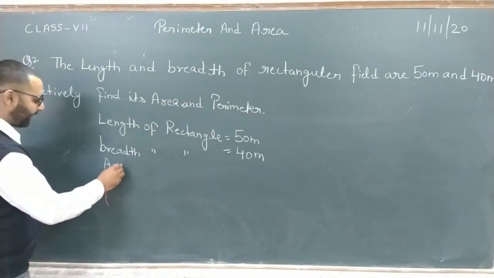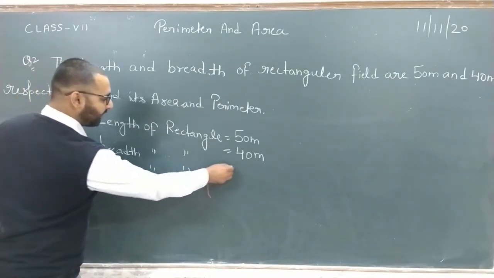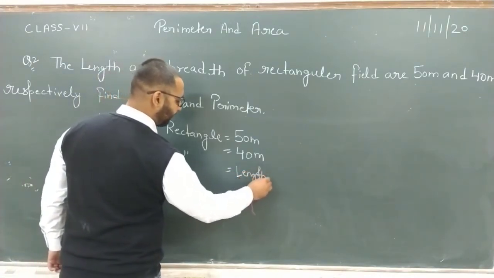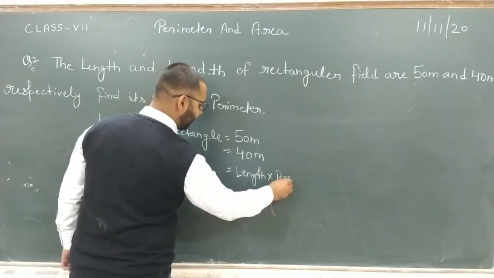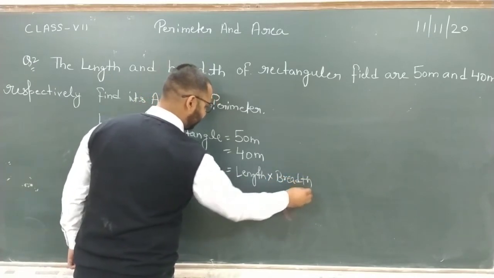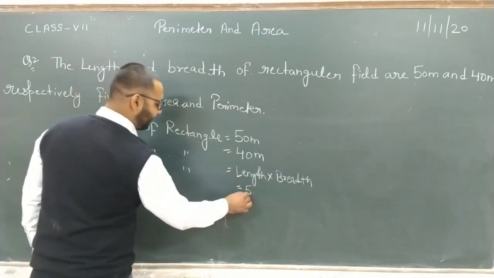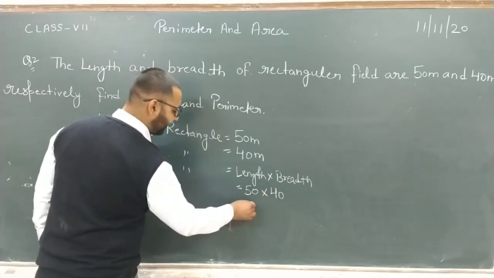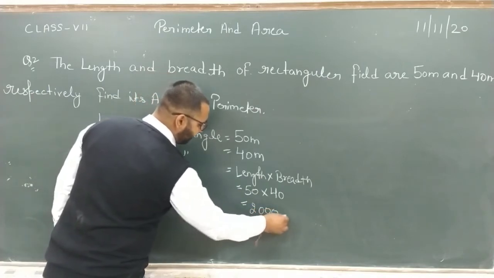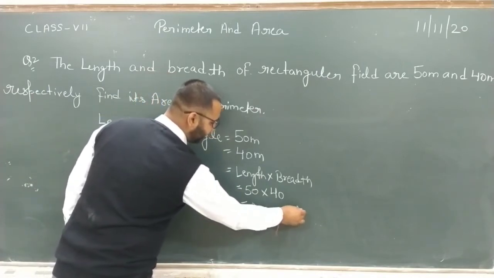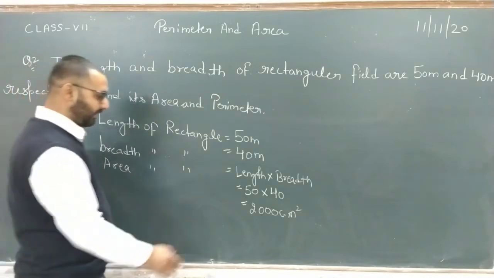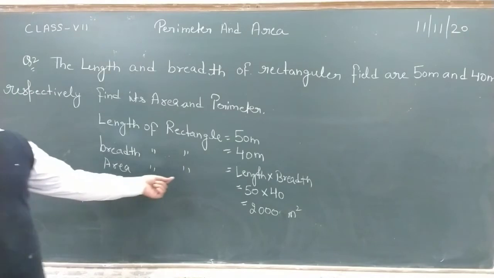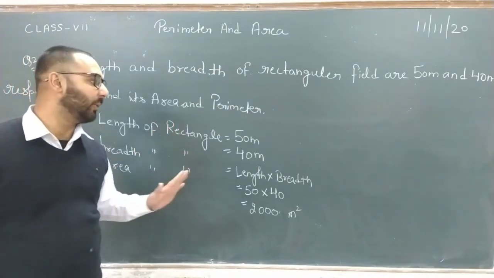So area of rectangle is equal to length multiply by breadth. 50 multiply by 40, 5 fours are 20, 2000 centimeter square. Sorry, meter is here, so meter square. This is the area. Formula we should know, and we just have to put the values.